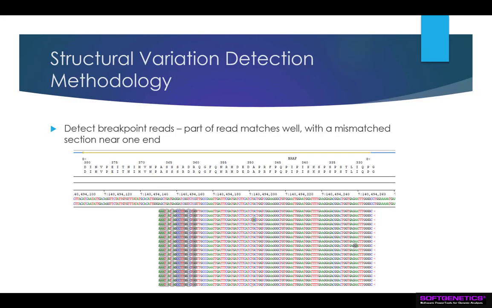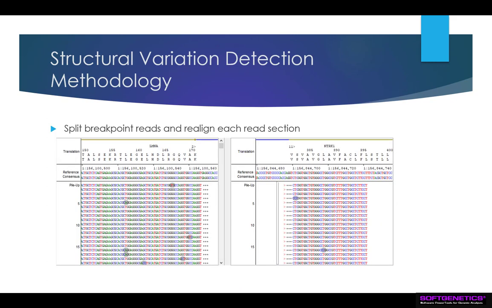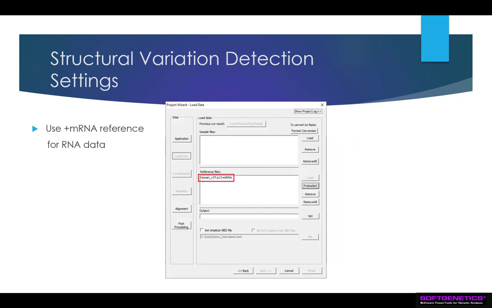NextGENE's structural variation detection algorithm works by first detecting regions where mapped reads contain a high level of mismatch at one end. These reads are split at the location where the mismatches begin and are realigned as pseudo-paired reads to track where each end maps. A consensus sequence of regions where pseudo-paired reads map is also generated.